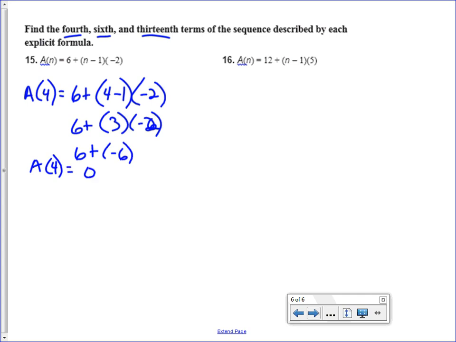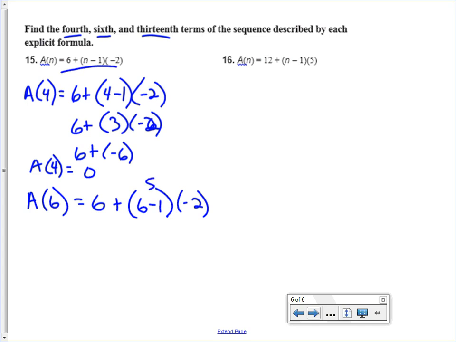Okay, if I wanted to find the sixth term, maybe do a little bit more of this without writing it out. Okay, our sixth term, simply replace the n with a 6 from here. So what do I get here? I got a 5 times negative 2, so that's negative 10. So I got 6 plus negative 10, which gives us a negative 4.